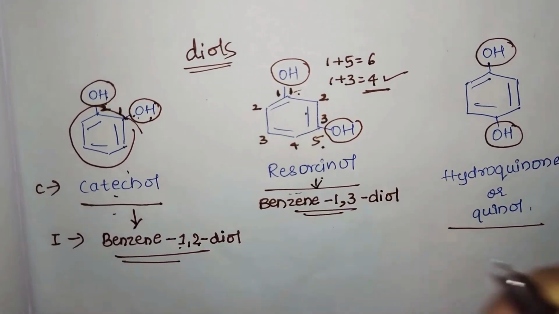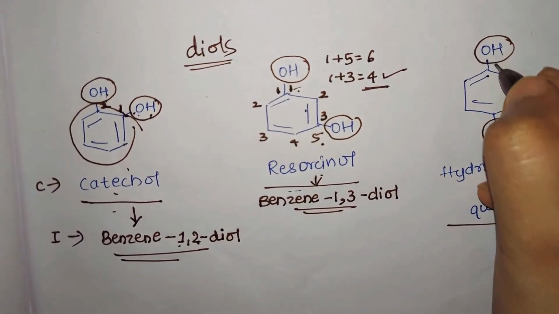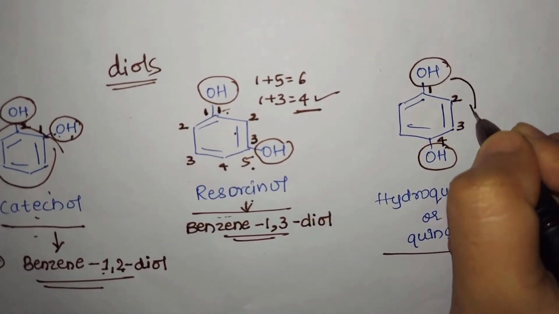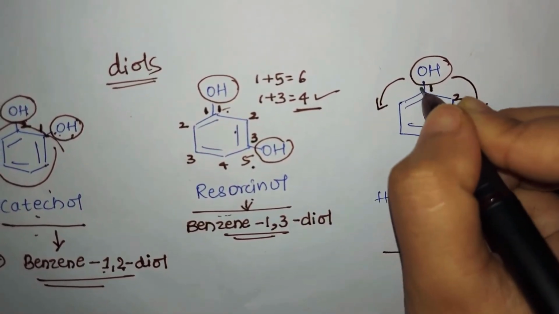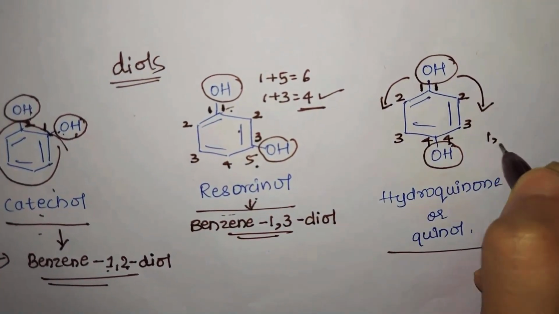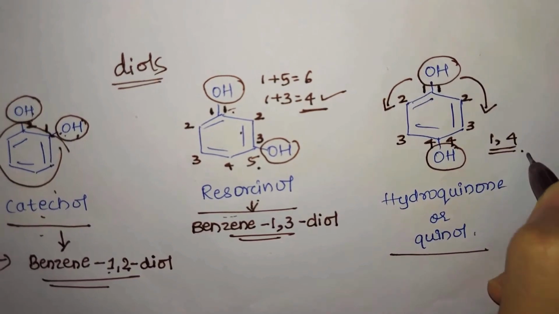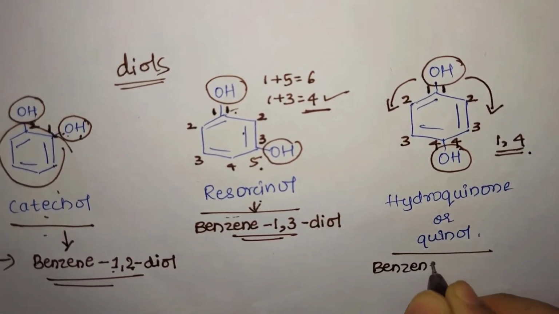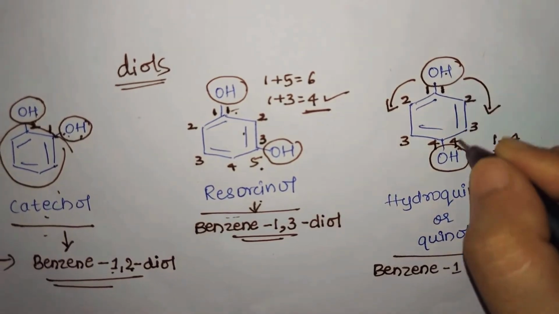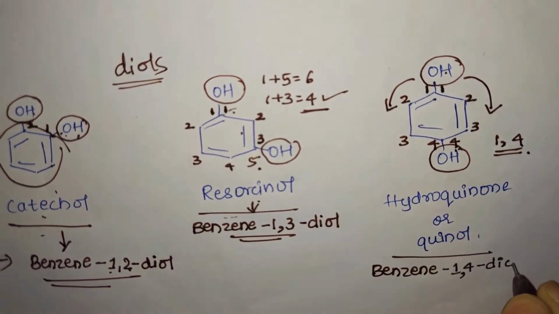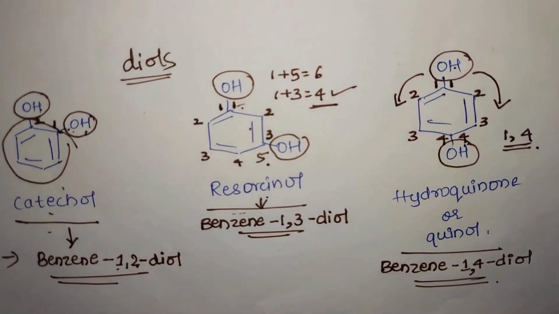We'll go with the next one. In the next one, we number the carbon atom here. On numbering, what are the positions you get to the functional group? 1 and 4. Whether you number it in clockwise or anti-clockwise, you get the same position for your functional group, that is 1 comma 4. Since the parent name is benzene, we'll retain its name. Why? Because two OH groups are present. So benzene 1 comma 4. There are two functional groups, then diol. So what is the IUPAC name here? Benzene 1 comma 4 diol.